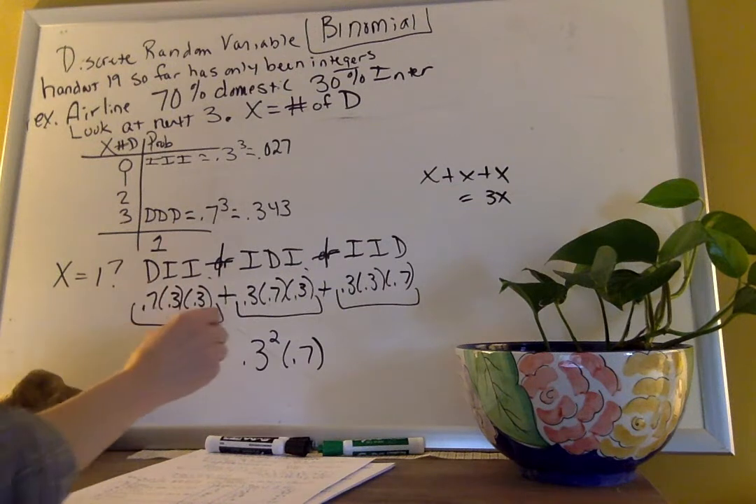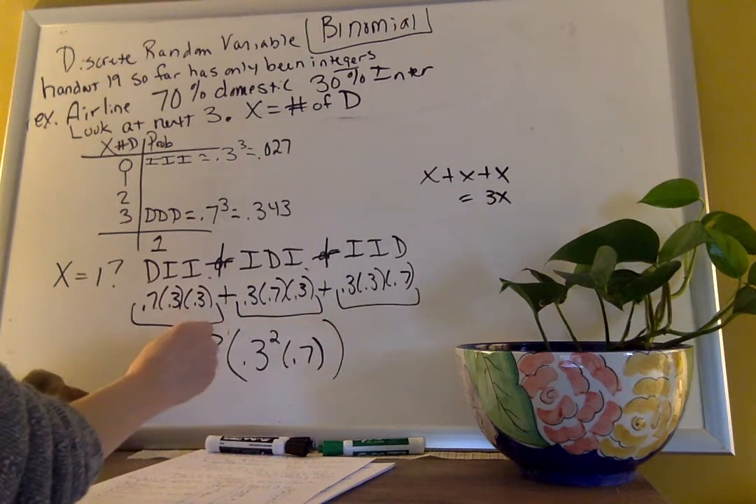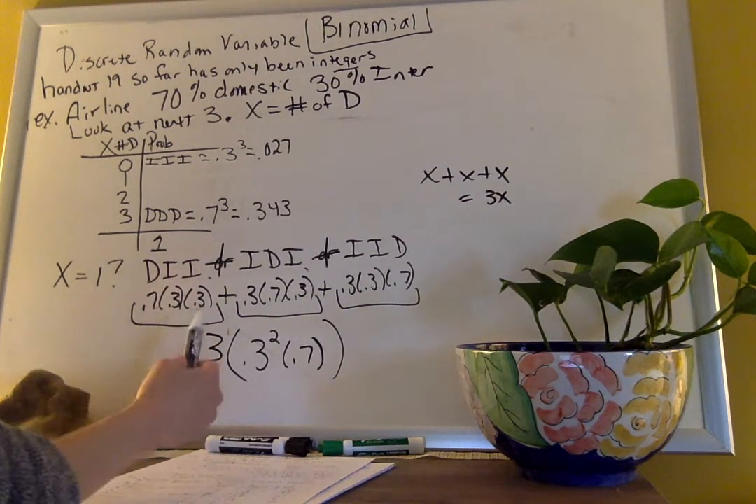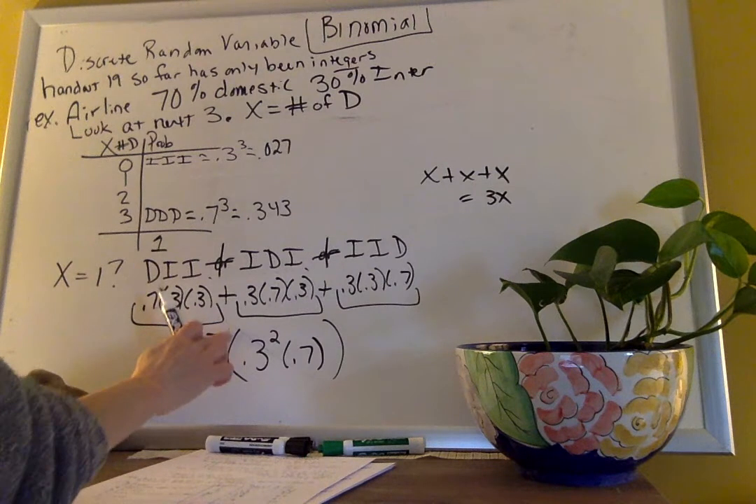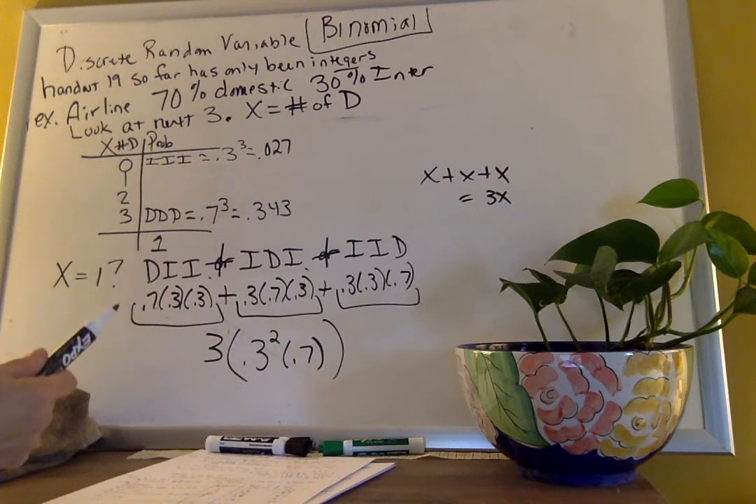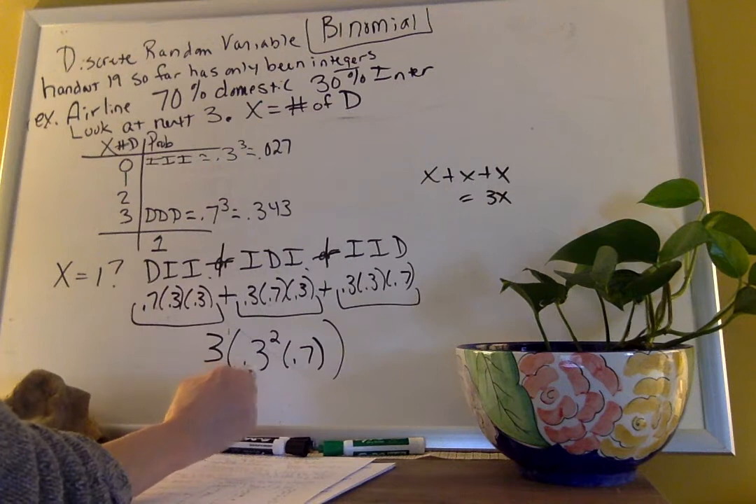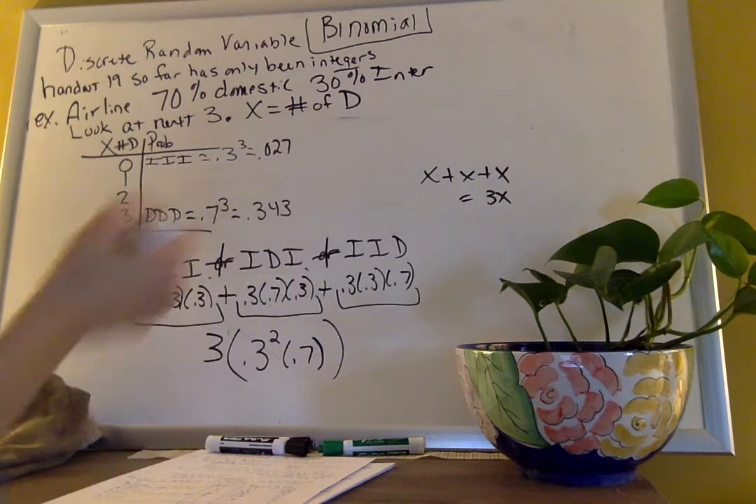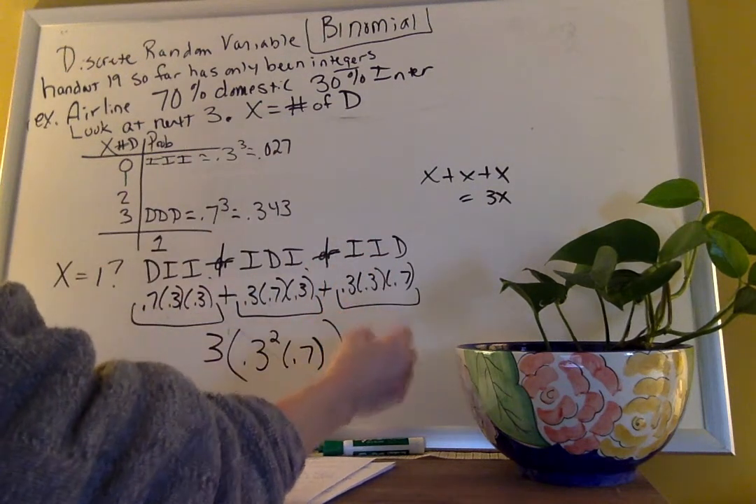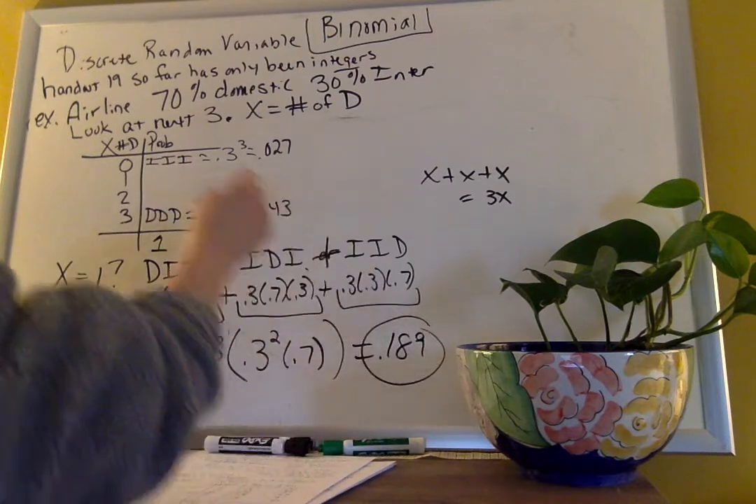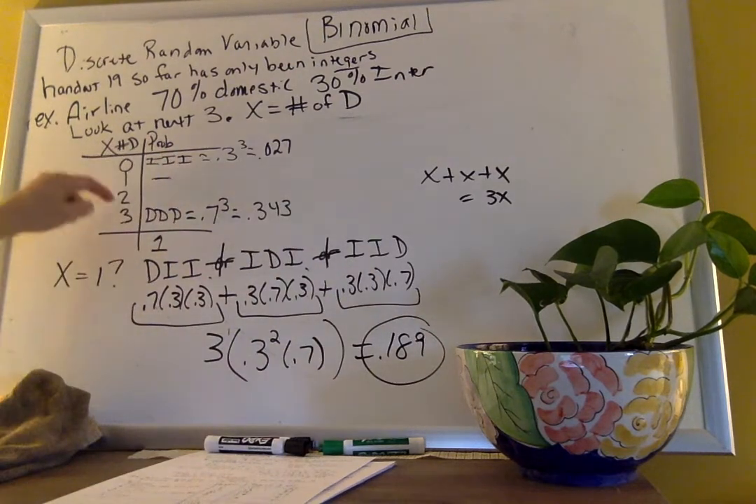Repeated addition is multiplication. So you can go 3, that's just a scratch on my whiteboard, 3 times 0.3 squared times 0.7, that would get you 0.189, okay? And that would be the entry to go there. I'm not going to do the 2 case, but you could do it very similar.